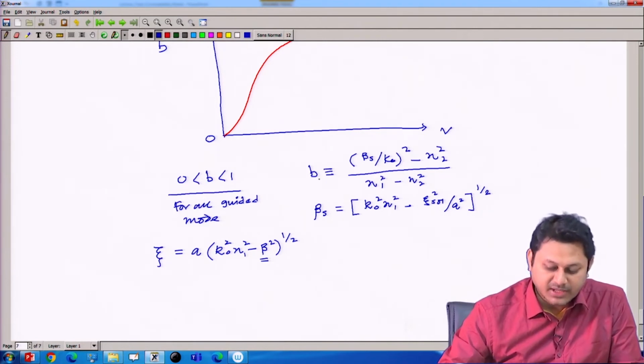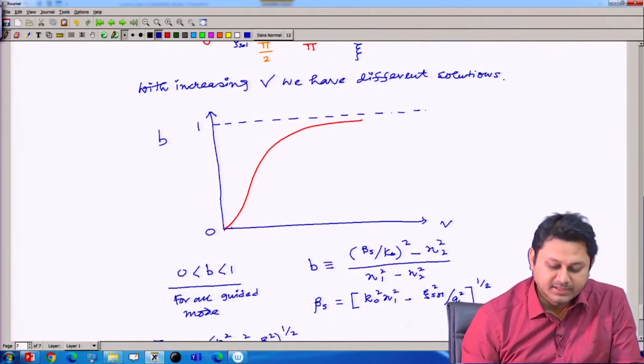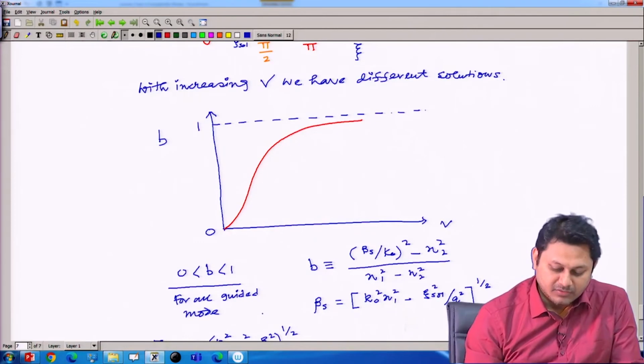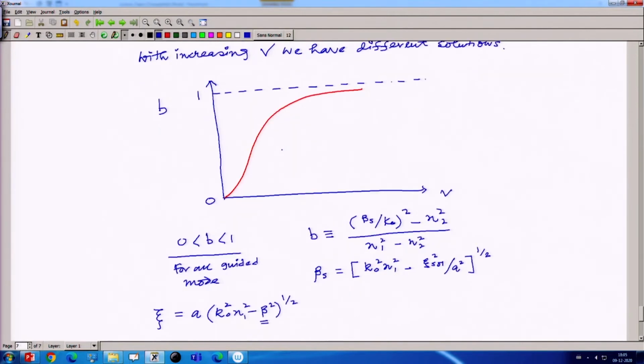From beta I can also calculate what is the value of b, and I put the points in this b-V plane. So, for every value of V I have one b, for every value of V I have another value of b, and so on. And if I start plotting, then these are the solutions, this is the way the curve will look like. Again, this is for one branch, so I should write it as say for m equal to 0.